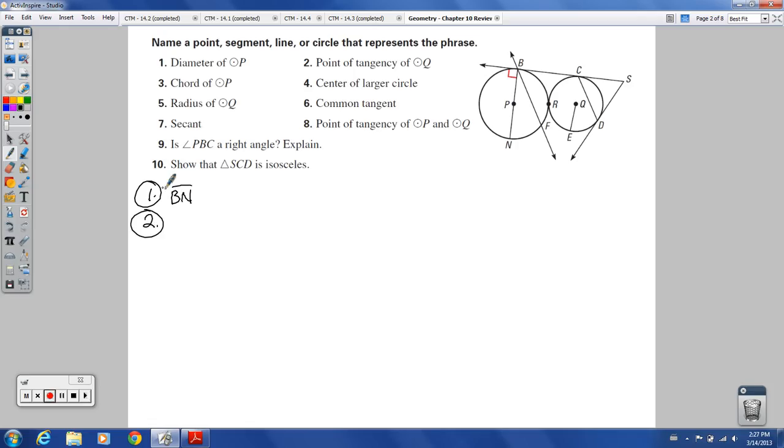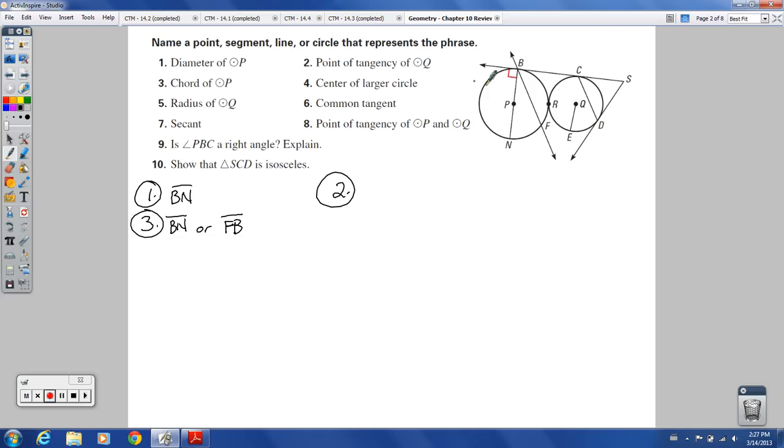Number 2, a chord of circle P, you could say BN, because that connects 2 points on the circle. You could also say FB, or equivalently BF. And number 3, I just did number 3, I'm sorry. That was number 3, my fault. Let me erase that. I was just going straight down there. So that was number 3. Number 2 I'll put up here.